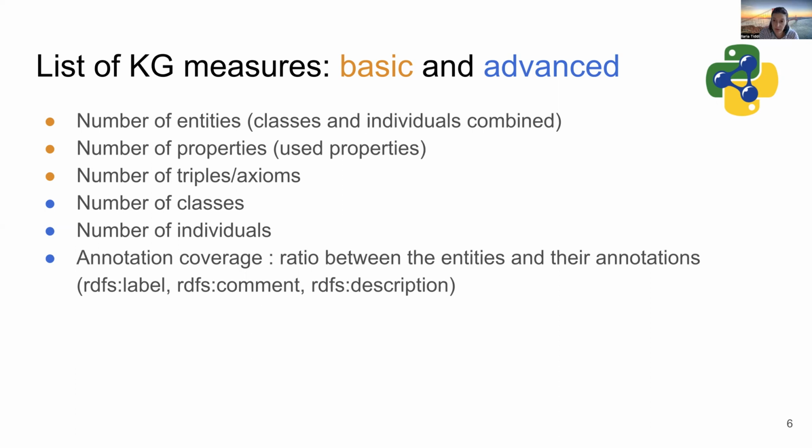You can then move into more advanced knowledge graph measures. This includes the number of classes, so this is at schema level, or at instance level, the number of individuals for a given class. You could also include information about annotations. Annotations are usually these properties that provide you information about the entities you are describing. So whenever you state an RDFS label, RDFS comment, RDFS description, these are all annotations over your data. And a typical measure is the coverage of annotations, which is a ratio between the entities that you represent and the annotations that they include.